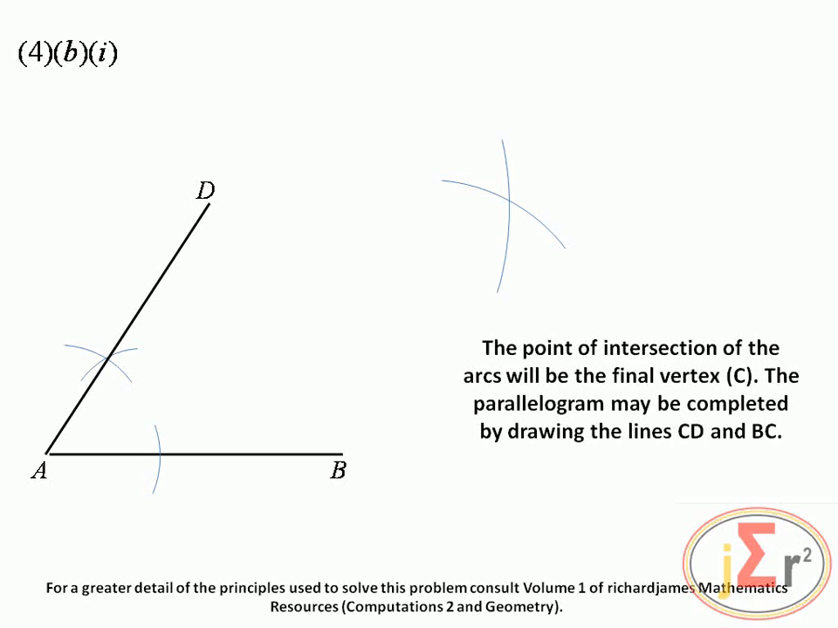The parallelogram may be completed by drawing the lines CD and BD. That is our point C, and we have CD and CB or BC. We could have constructed the parallelogram by constructing another 60 degrees over on this side. So we'll have 60 degrees here, another 60 degrees on this side, and when we draw this up, we complete the parallelogram like that. So that could have been another way.